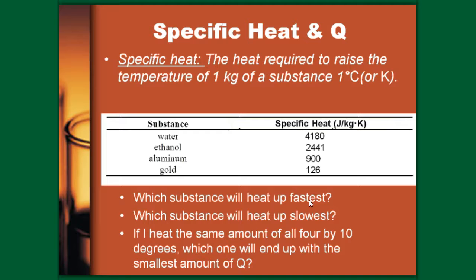All right, I hope you've chosen the correct answer would be gold. Gold would heat up the fastest, and the reason is this. If I have 1 kilogram of gold and I want to raise its temperature 1 degree, I only have to add 126 joules of heat to do that. As opposed to the next question, which substance will heat up the slowest? Well, the answer to that, of course, is water. Water heats up the slowest.